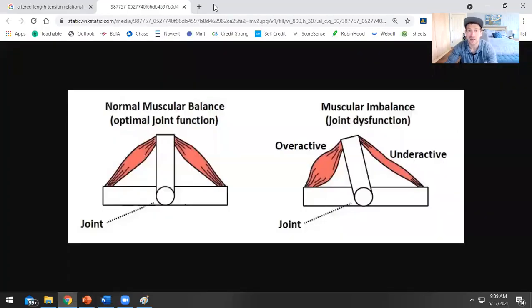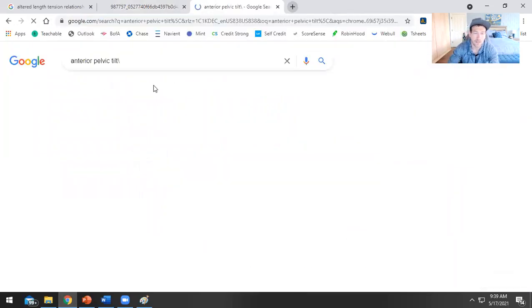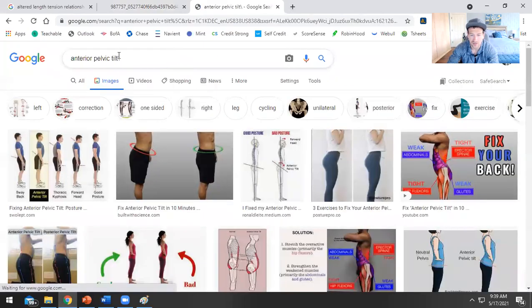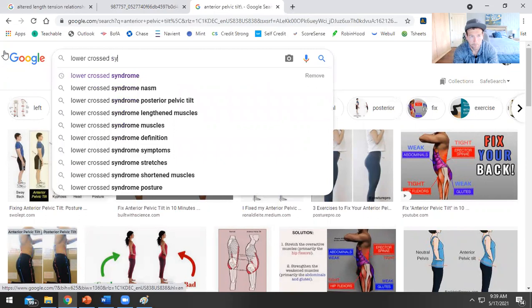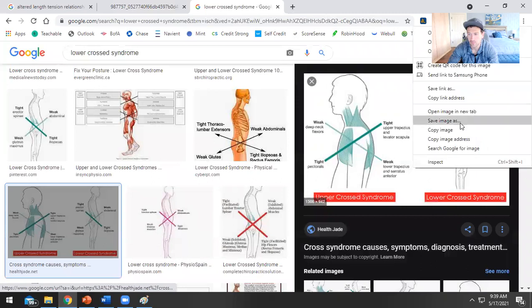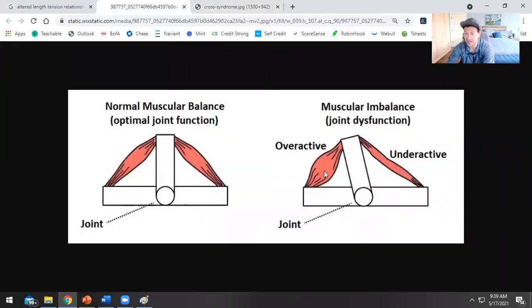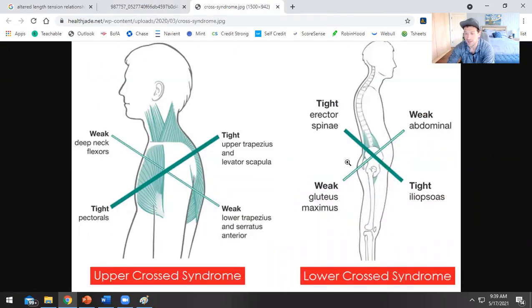When we look at that, again, one of the best examples is an anterior pelvic tilt. What we're going to see here on the right is, if my psoas is really tight, if my hip flexors are really, really tight and they're pulling like this, that is going to lengthen out my gluteus maximus. So now my glutes are weak and my hips are tight.